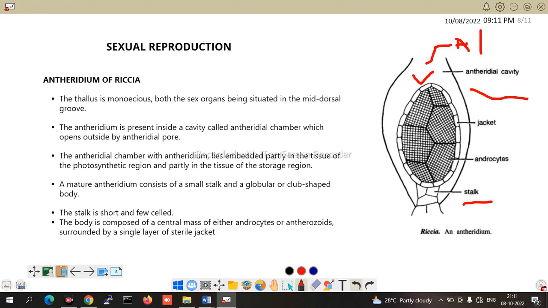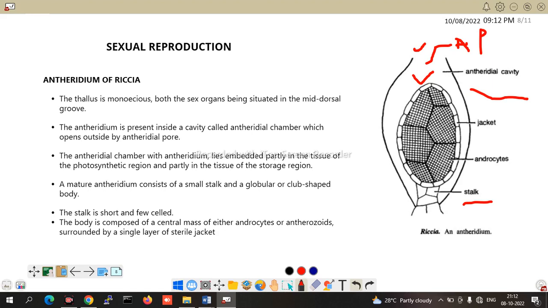Antheridial pore. The opening of the antheridial cavity is called the antheridial pore. The antheridial chamber with the antheridium lies embedded. Here is the antheridial chamber and here is the globe-shaped or globular antheridium, and it is embedded partly in the tissue of the photosynthetic region and partly in the tissue of the storage region.